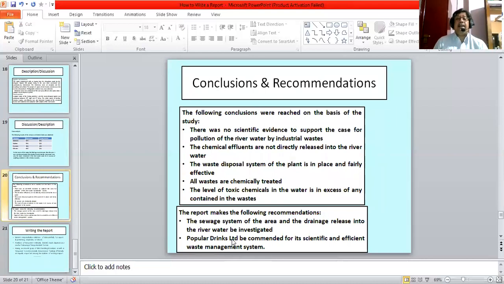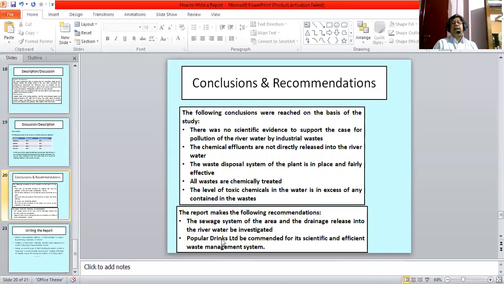Then, after the findings are given, there come the conclusions and recommendations, which can be given in bullet points. The following conclusions were reached on the basis of the study. There was no scientific evidence to support the case for pollution of the river water by industrial waste. The chemical effluents are not directly released into the river water. The waste disposal system of the plant is in place and fairly effective. All wastes are chemically treated. The level of toxic chemicals in the water is in excess of any contained in the wastes. So the report makes the following recommendations. The sewage system of the area and the drainage release into the river water be investigated. Popular Drinks Limited be commended for its scientific and efficient waste management.